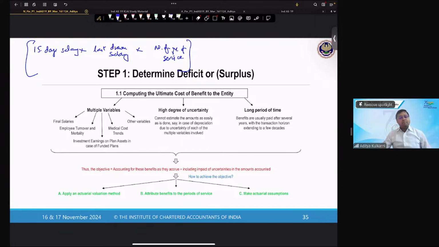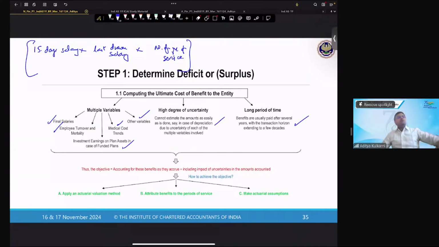Okay. So there are multiple variables. I don't know the final salaries. I don't know the turnover or mortality. I don't know what the trend of medical cost is. I don't know the other variables. The earnings I'm going to get on plan assets, I really don't know. So multiple variables, and I cannot estimate any of this easily, due to uncertainty. And it is payable usually after several years, with the transaction horizon extending to a few decades.